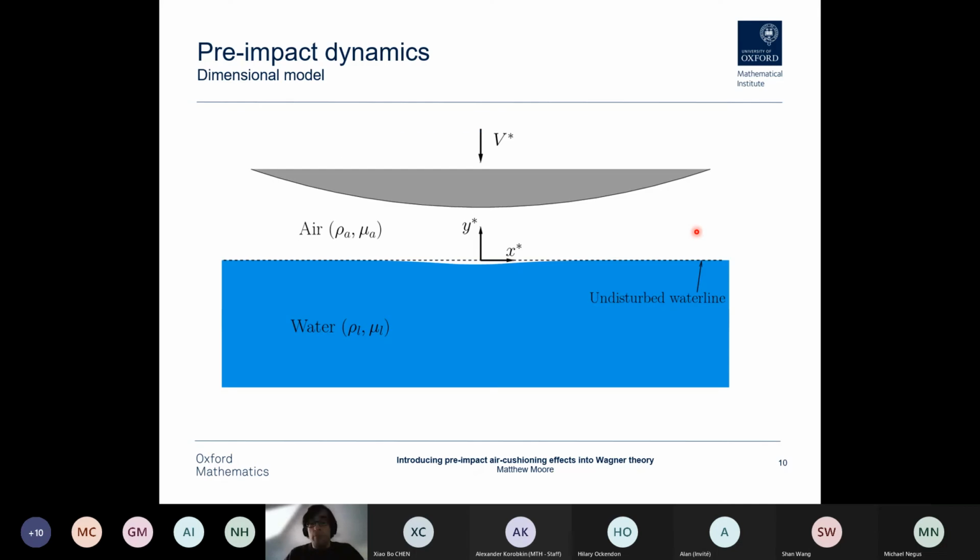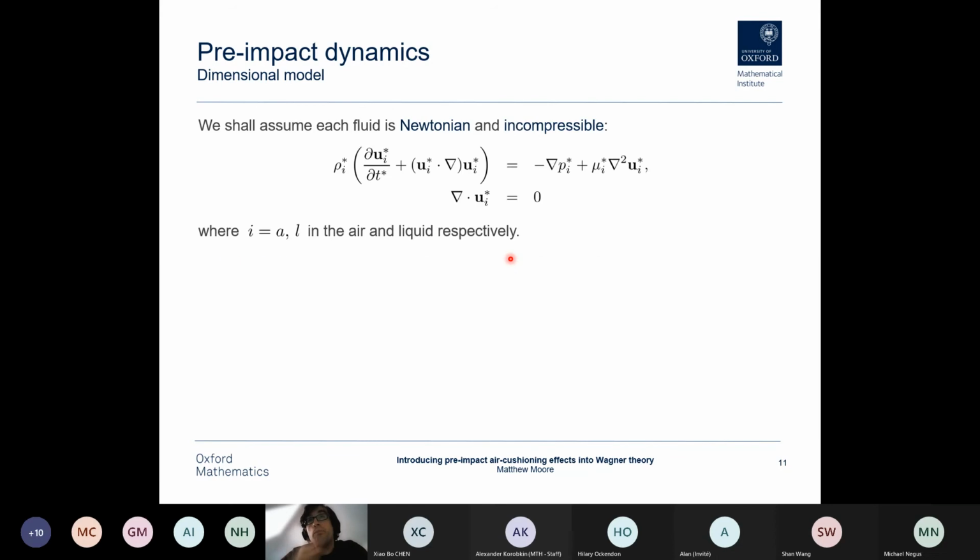So this is the pre-impact problem we want to be thinking about. Here I've got my solid impactor coming down vertically, with a given impact speed v, which is going to be taken to be constant. We've got an air layer between the solid and the liquid, where we have density and viscosity rho and mu. And this is the undisturbed waterline. So we want to work out over what length scale we are going to get deformation of this free surface and dynamics in the liquid.